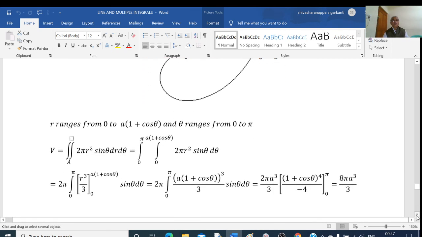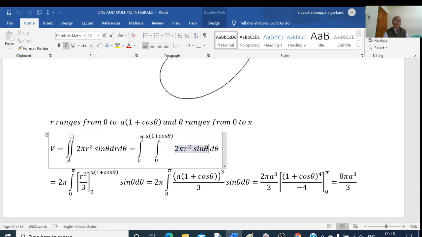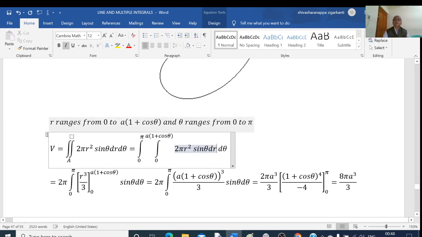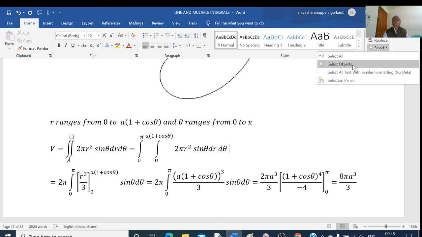Then volume is given by this formula, 2 pi r square sin theta dr d theta. So theta ranges from 0 to pi, r ranges from 0 to a into 1 plus cos theta, 2 pi r square sin theta d theta. I have to write dr here too. dr was missing.